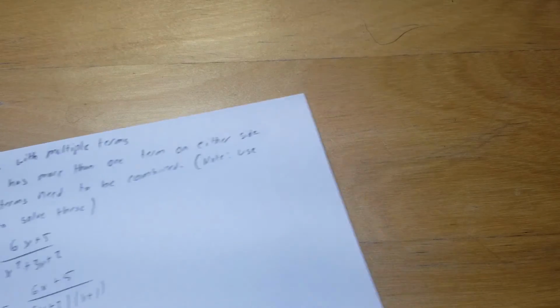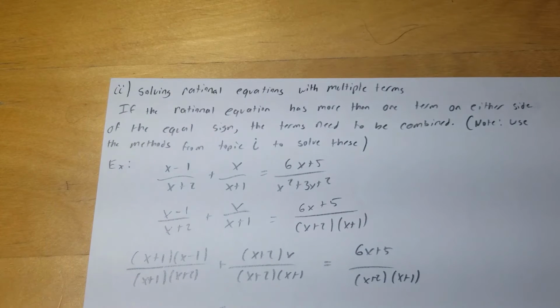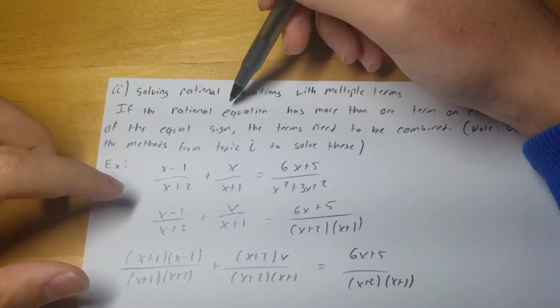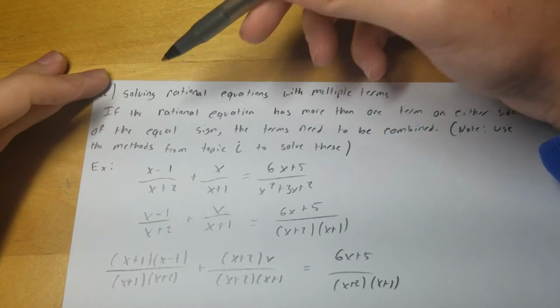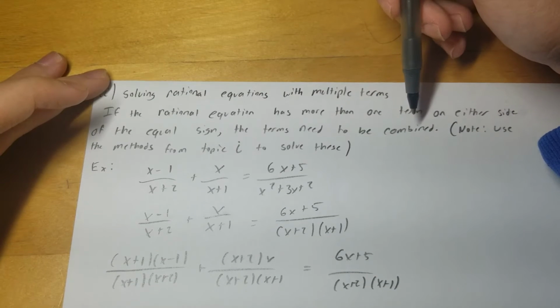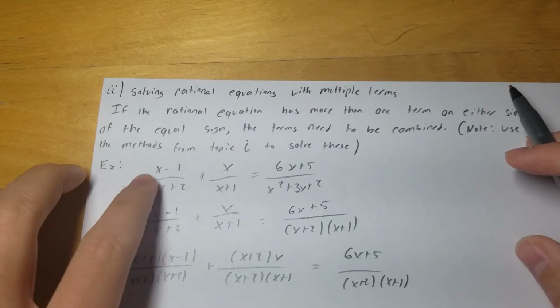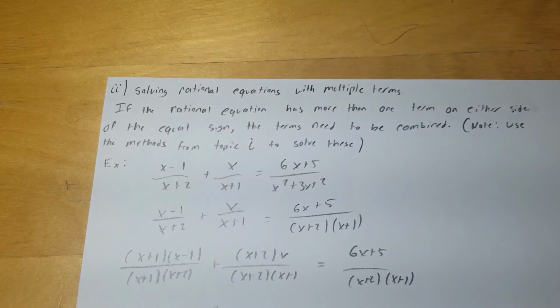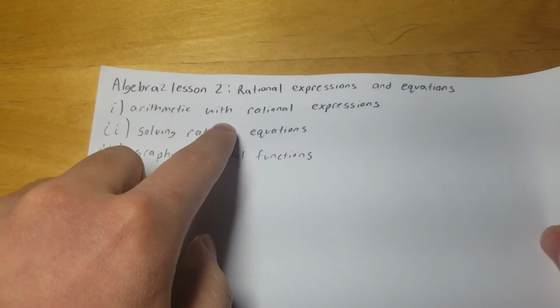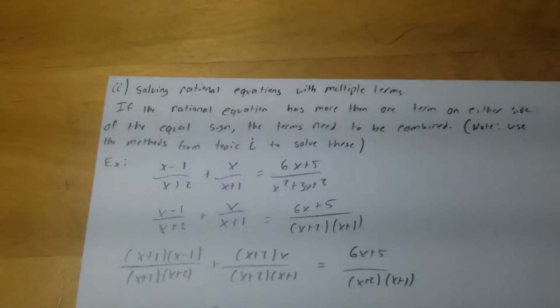Okay, so the next little section would be solving rational equations with multiple terms. If the rational equation has more than one term on either side of the equal sign, the terms need to be combined. A little brief note about this: you should use all the methods that we went over from topic 1. So let me pull up a little topic right here. All the methods that we just learned, arithmetic with rational expressions, those methods should be used right here.